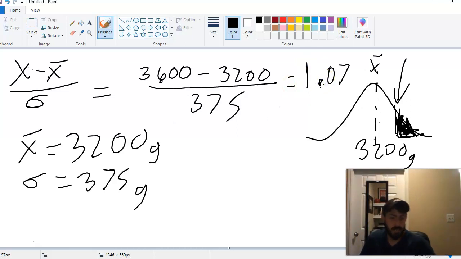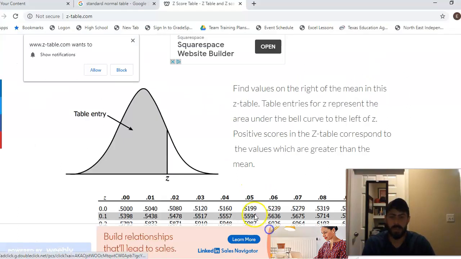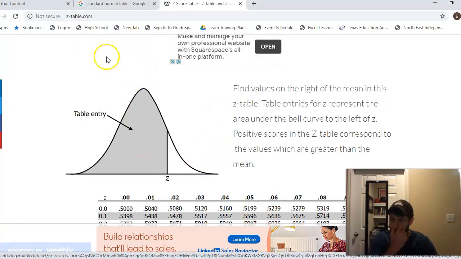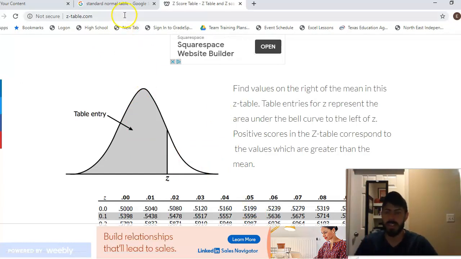Now, that doesn't really tell us what we're interested in. We want to know the proportion of children that would be born with a weight higher than 3,600, or the probability of a child being born with a weight over 3,600. Those two are sort of interchangeable here. So what we do is we take this z-score of 1.07 and we go to our standard normal table and we find 1.07. To find this, I just Googled z-table or standard normal table.